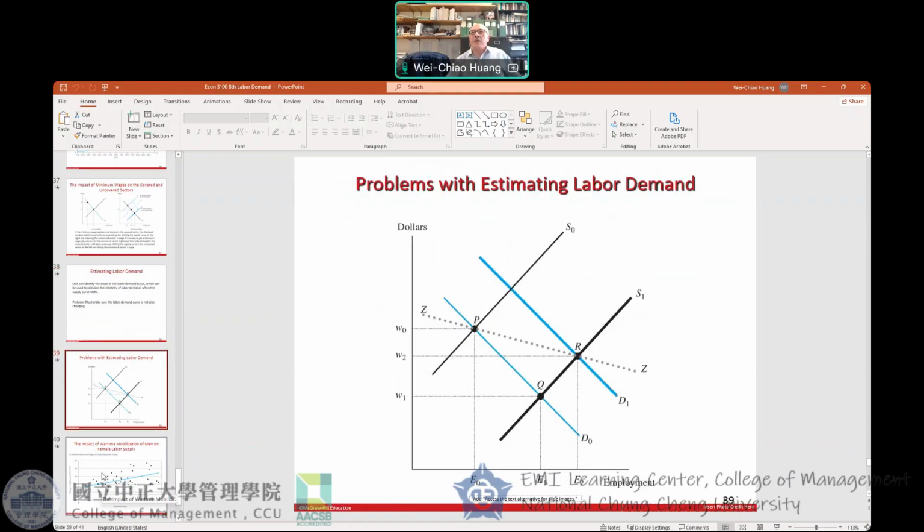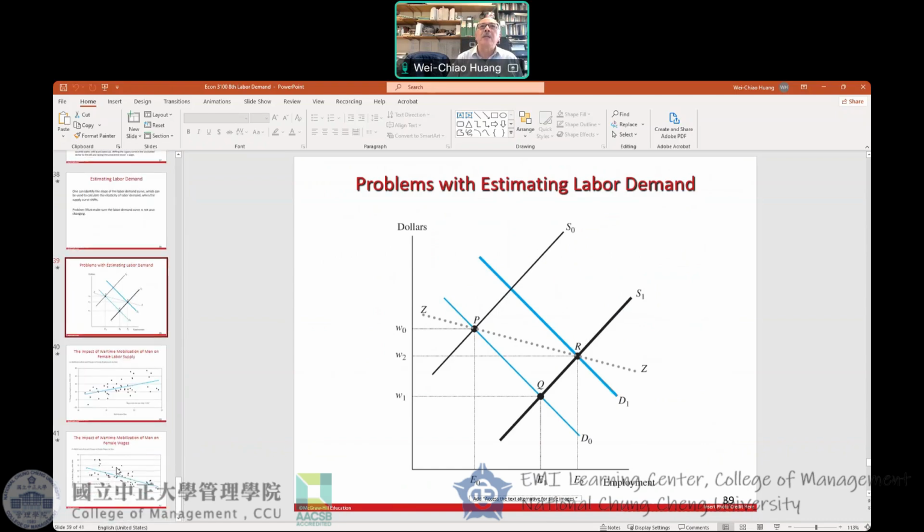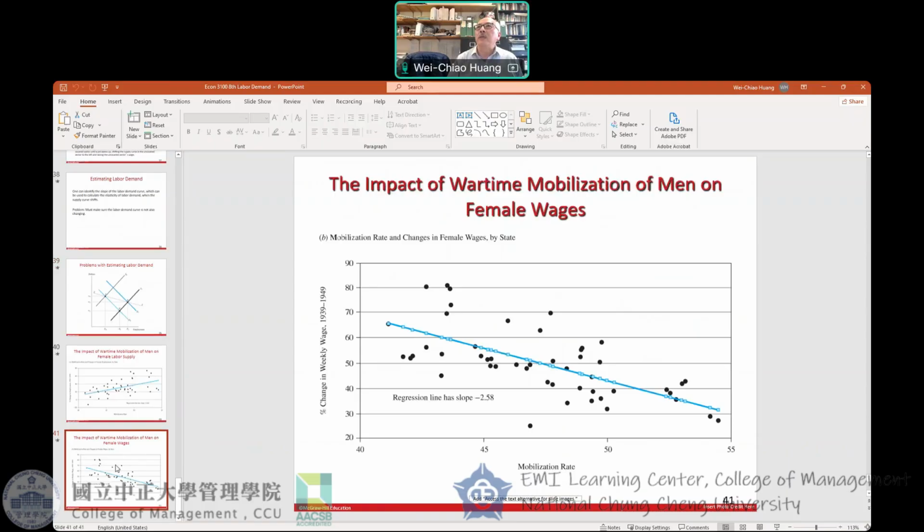You don't need to worry about this, so you can strike this out. It's not going to be exam relevant, the problems with estimating labor demand and the impact of wartime mobilization of men on female wages. This you don't need to worry about. They are not going to be exam relevant. So that is a quick run-through for you to read more detail in chapter 3, labor demand theory.